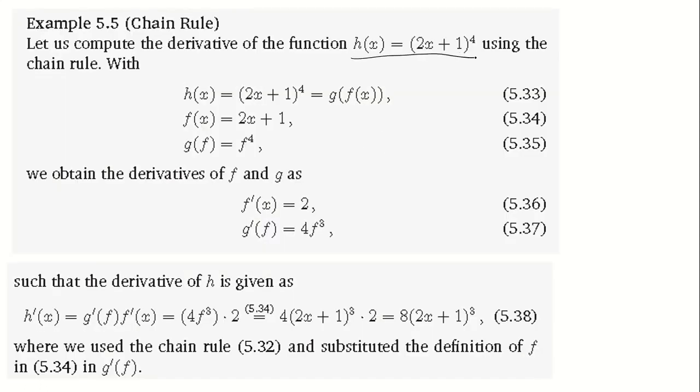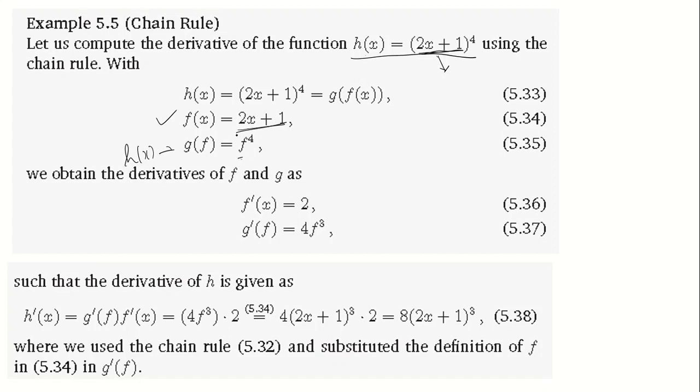We can see an example here. Here we have the function h of x is equal to 2x plus 1, all raised to 4. So we can consider this as a function. We take it as f, f of x is equal to 2x plus 1. So how can we represent h? h can be written in the form of g, g of f is equal to f raised to 4. So it actually represents h of x.